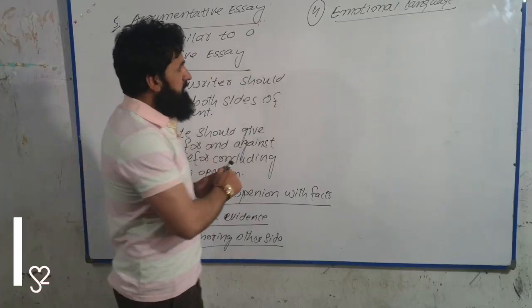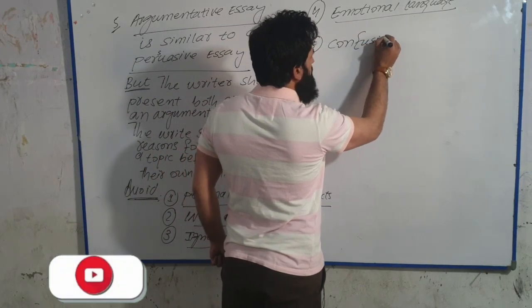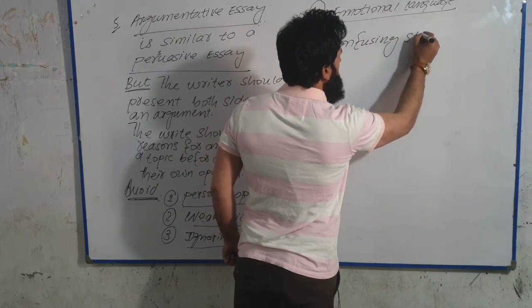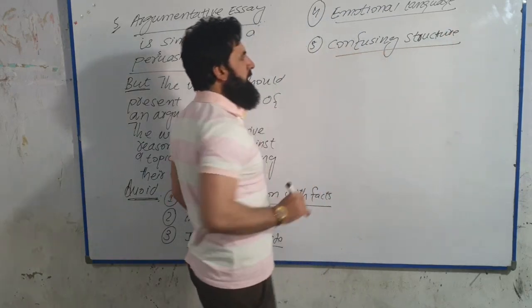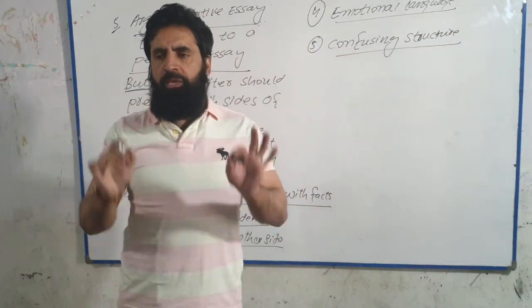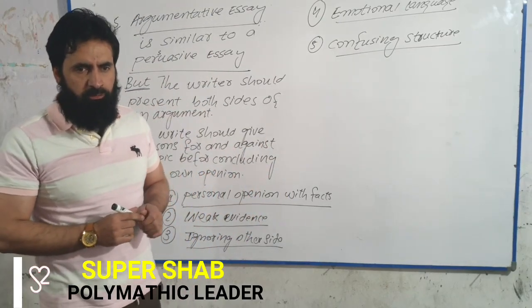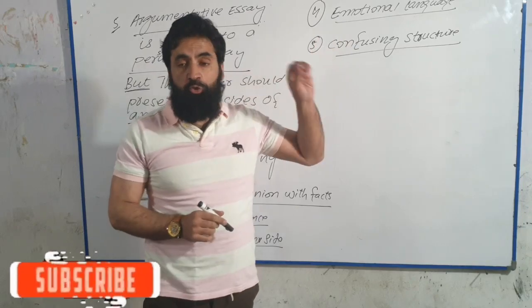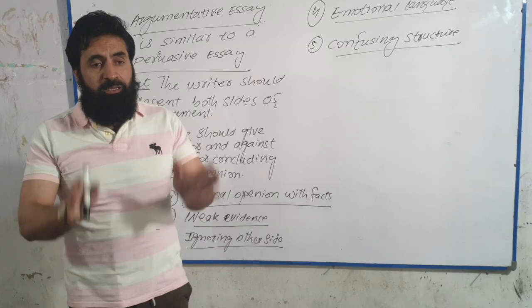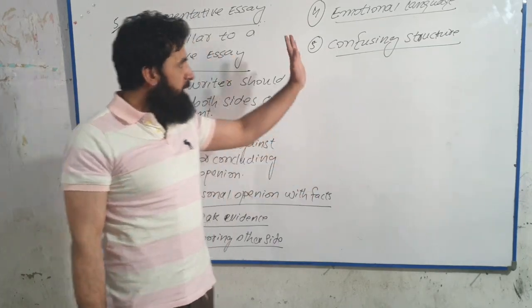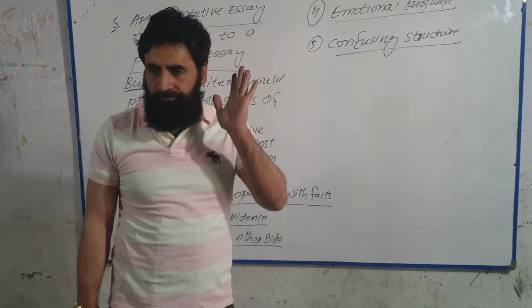Got it? The fifth thing that should be avoided is confusing structure. The writer should not confuse the reader. The writer should make the reader agree with the opinion. Okay? The writer should write his point of view in a better way. He should organize his ideas in a better way. Got it? By avoiding these 5 things, you will have a better argumentative essay.